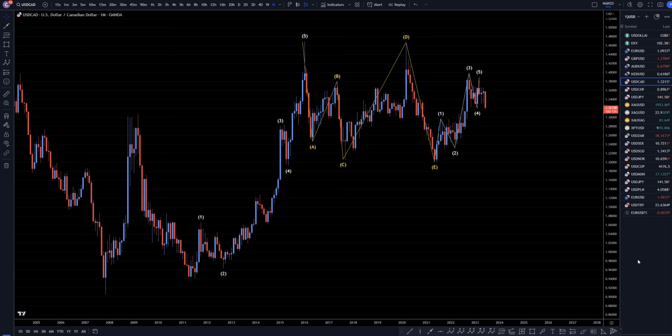Today is Tuesday, June 20th, and I'm going to be analyzing the US dollar Canadian, starting on the monthly, working my way down to the 1 hour time frame.